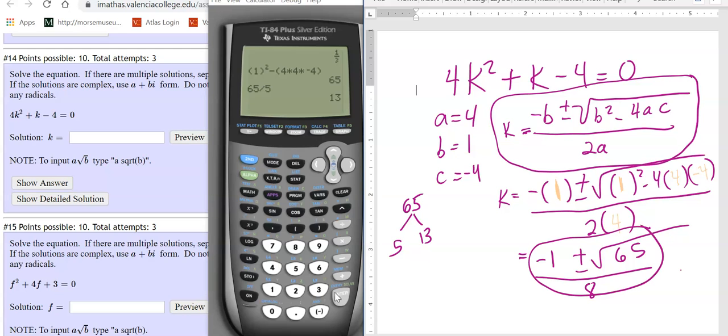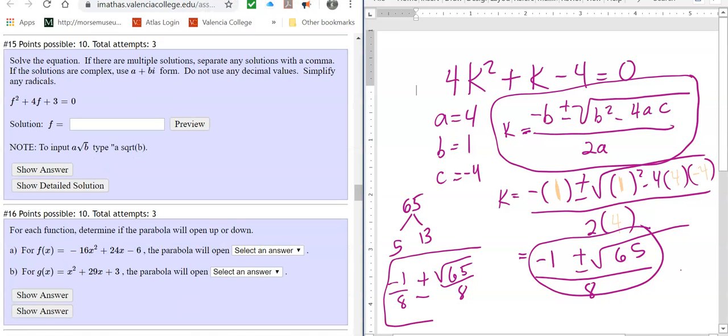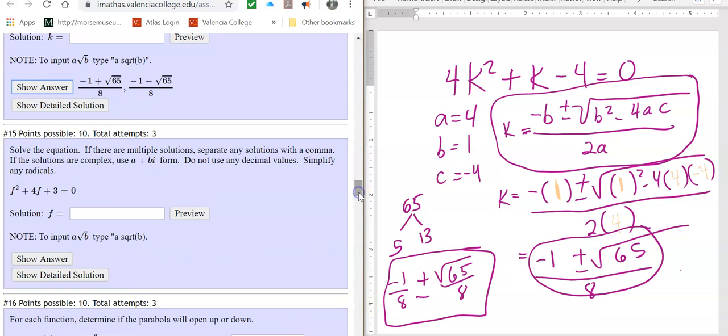Or if I want to break it into 2 terms, I can say this is negative 1/8 plus or minus the square root of 65 over 8. So you could enter that in. Remember, on iMath you don't enter it as plus or minus. You enter it as 2 different answers. You'd say negative 1/8 plus square root of 65 over 8, and then negative 1 minus square root of 65 over 8.